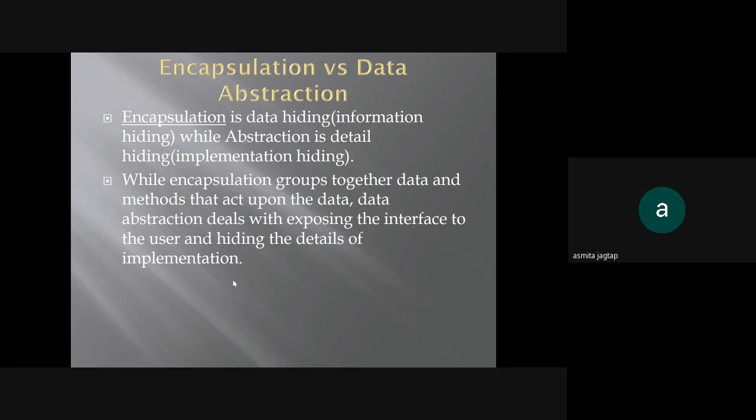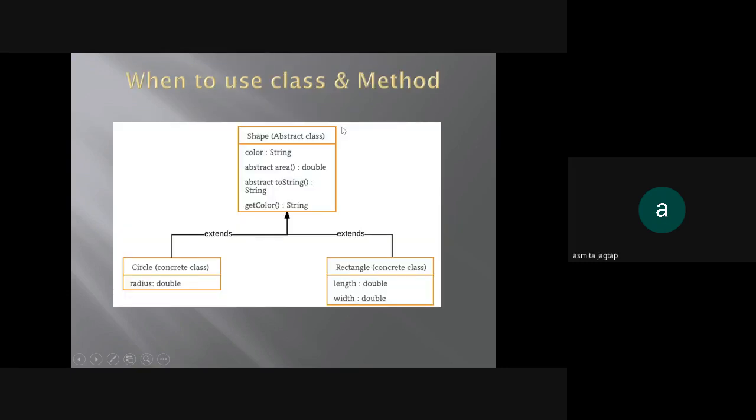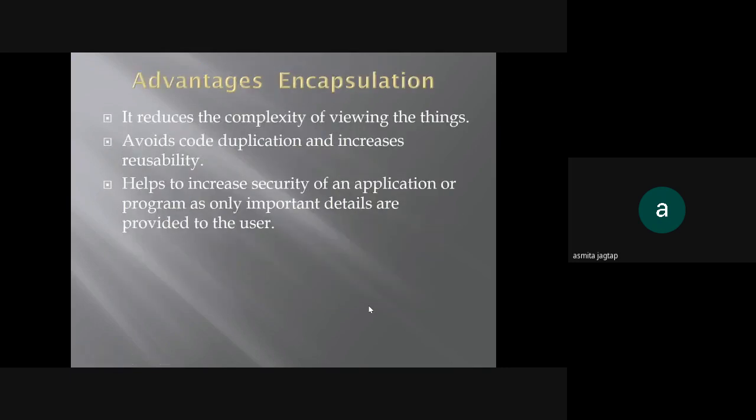Encapsulation groups together data and methods that act as one unit, or they act upon the data as a single unit. Abstraction deals with exposing the interface to the user and hiding the details of implementation. Encapsulation is achieved via private, declaring the member as private, whereas abstraction is achieved with the help of abstract classes or interfaces. So what are the advantages of encapsulation?